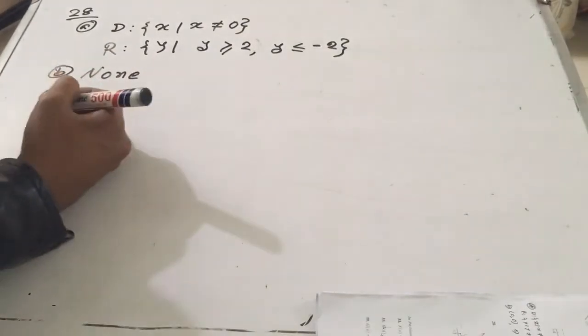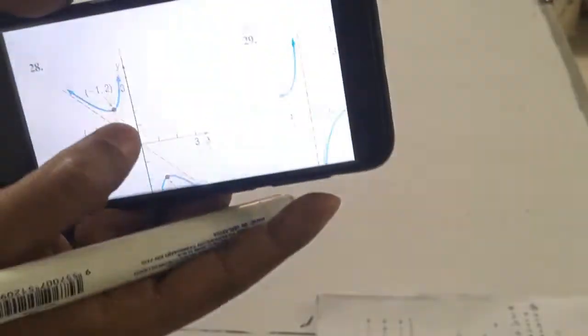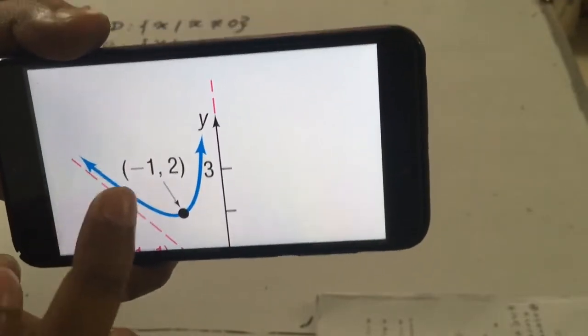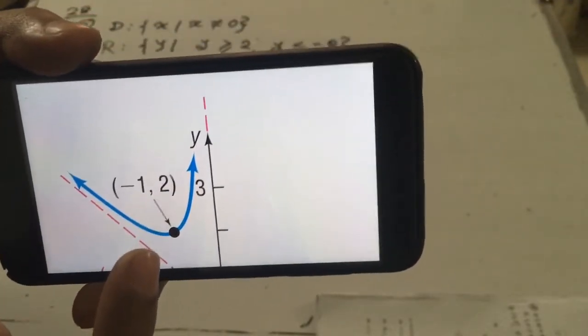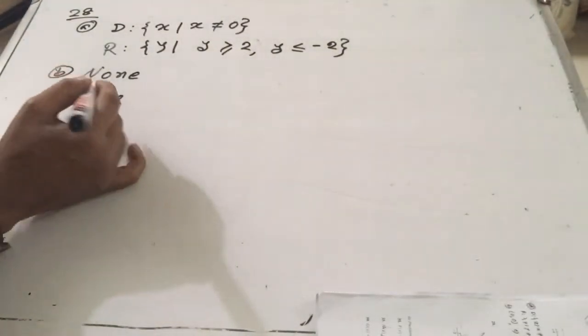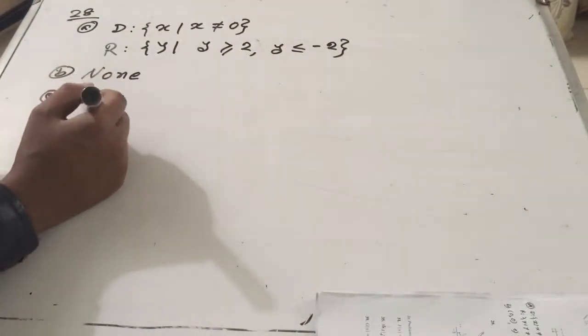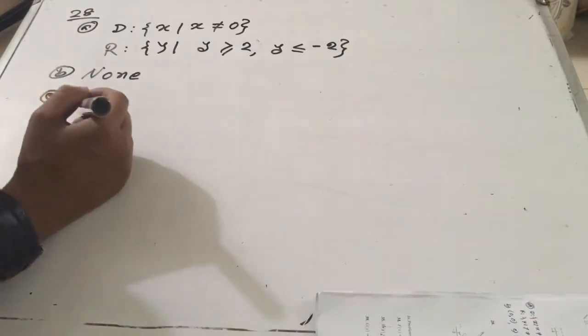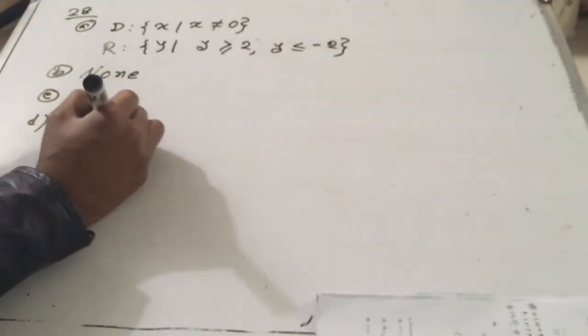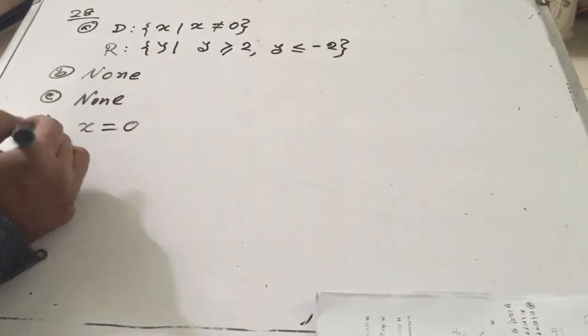Then D, vertical asymptote. You see there is a vertical asymptote, there is a vertical dotted line here. See this vertical red line. You can see the red line now, but in the worksheet maybe you will see it in black, but in the original book it is red. So there is a vertical asymptote at x equals 0. That is the vertical asymptote.